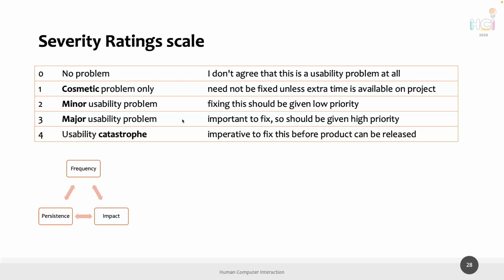Then individually I can assign a rating from 1 to 4, where 1 is a cosmetic problem only, so it need not be fixed unless extra time is available on the project. Then we have minor usability problems, so fixing this should be given low priority. Major usability problem, it's important to fix, you should really start from this. And then we have usability catastrophe, which is something that is imperative to fix, otherwise the interface is not working at all. Okay? So again, analyzing these 3 aspects, I decide a severity rating for each violation.